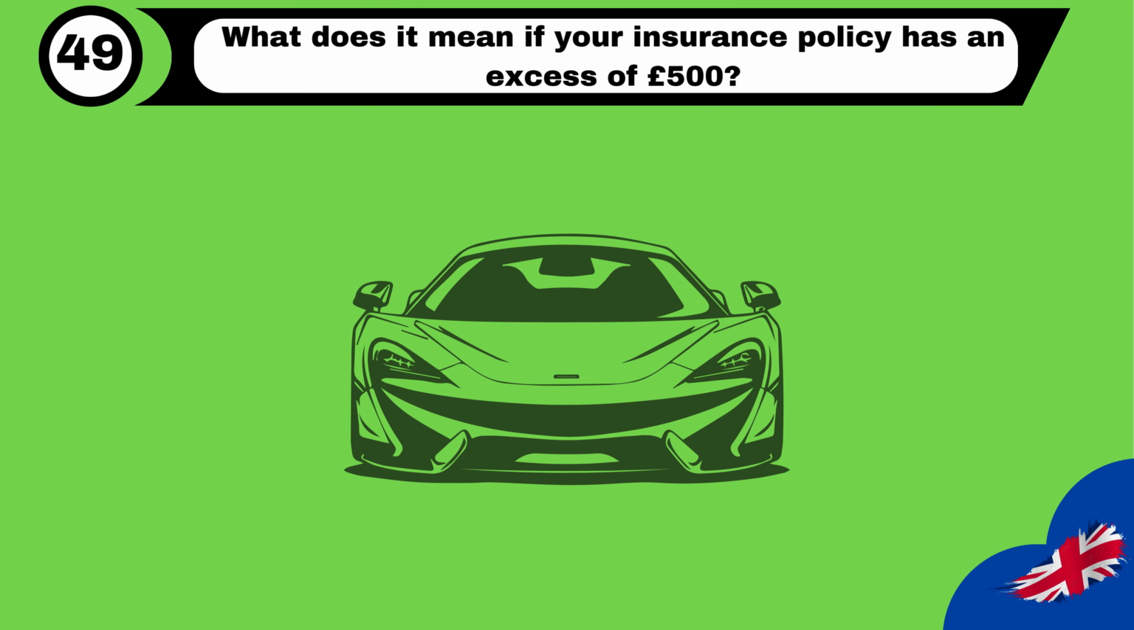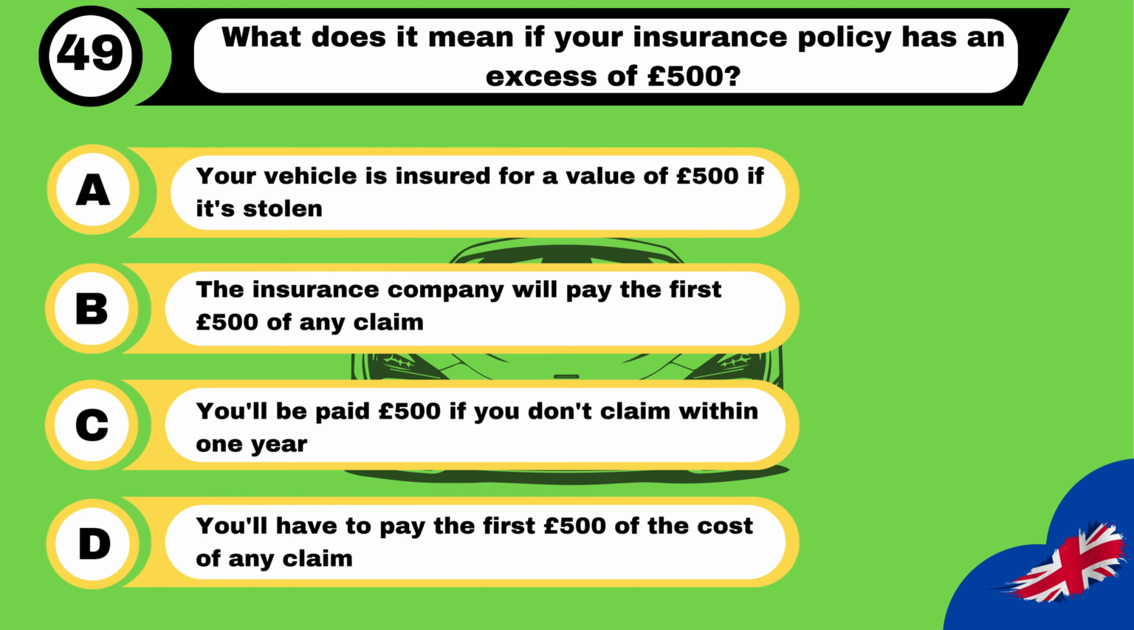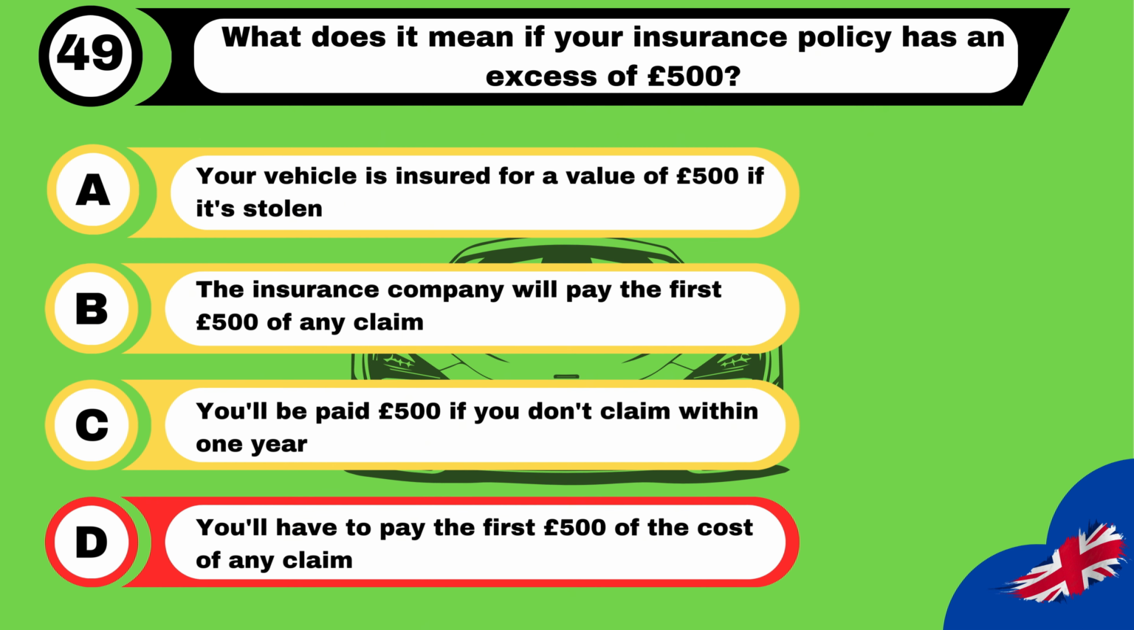Question 49. What does it mean if your insurance policy has an excess of £500? A. Your vehicle is insured for a value of £500 if it's stolen. B. The insurance company will pay the first £500 of any claim. C. You'll be paid £500 if you don't claim within 1 year. D. You'll have to pay the first £500 of the cost of any claim. The answer is D. You'll have to pay the first £500 of the cost of any claim.